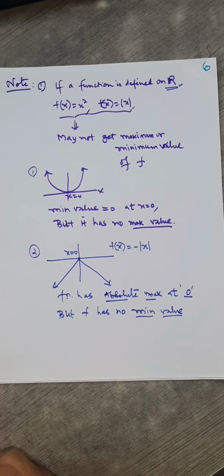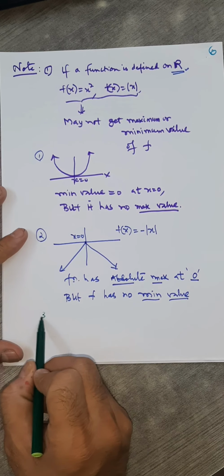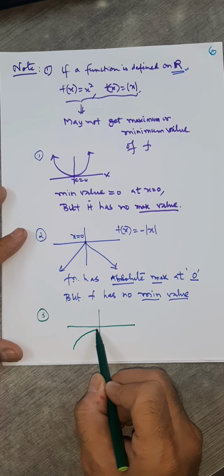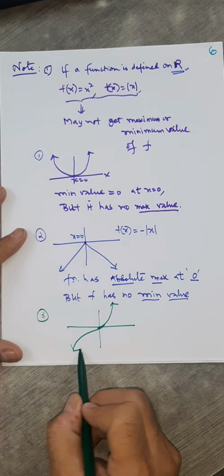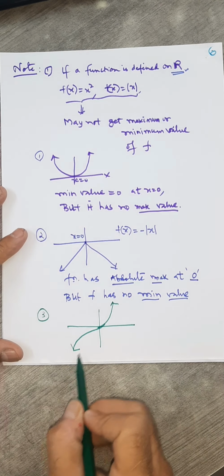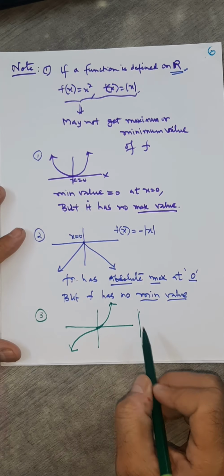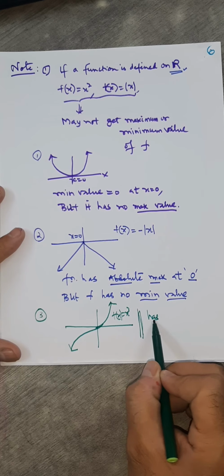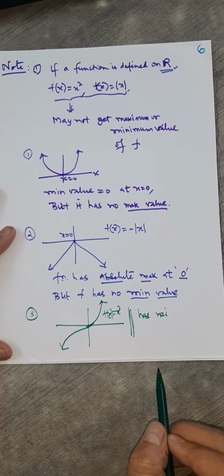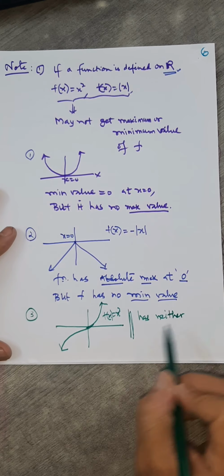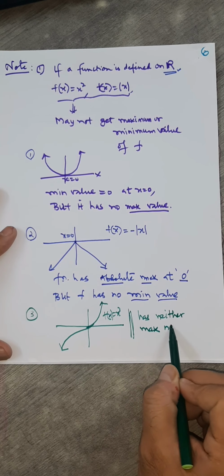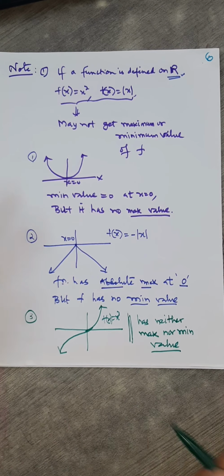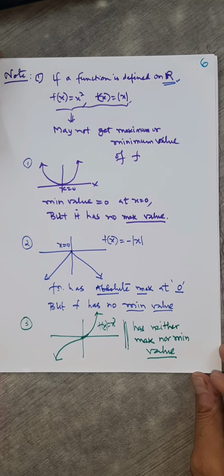Even you see one more graph, as we discussed in the earlier slide a few minutes before. Look at this graph. Okay, see, it goes down and down like this, it goes up and up like this. So here you know f(x) equals x cube. This function has neither absolute maximum nor absolute minimum value, right? So these are the several possibilities if the function is defined on R.